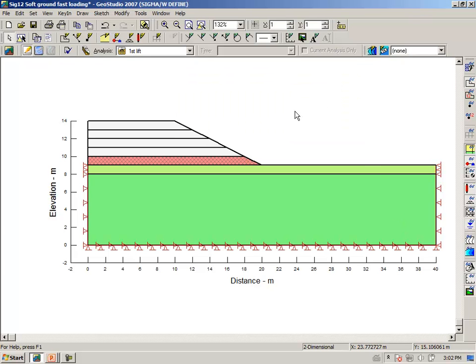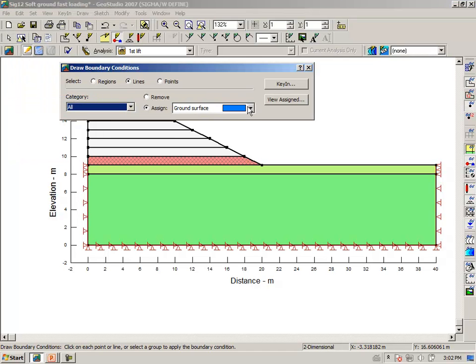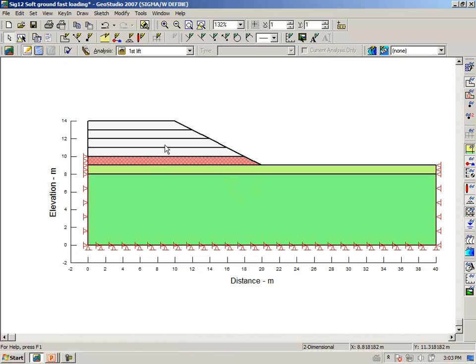We need to do one other thing, and that's to apply our boundary conditions. Draw boundary conditions. We have a fixed in the x direction. We need to fix this boundary here representing the first lift. Fix the displacement in the x direction. Now when the fill gets placed, the water table was here, and as the fill gets placed and water gets squeezed up into this layer, the water table is going to come up.